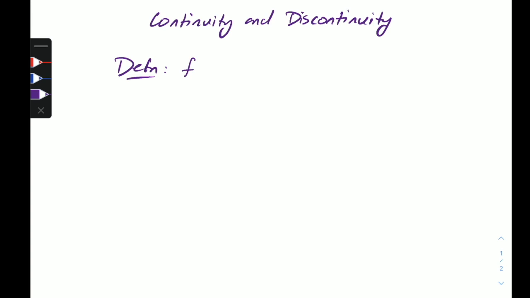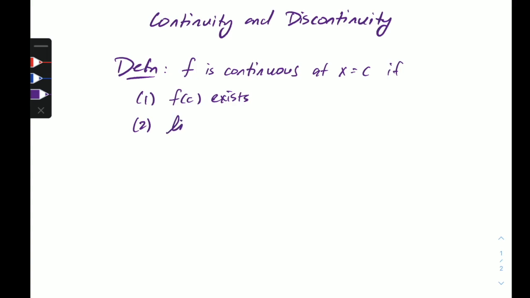So a function is continuous at a point x equals c if the following three conditions hold. First, f of c exists, the function exists at c. The limit as x goes to c of f of x exists. And third, the values of 1 and 2 match.